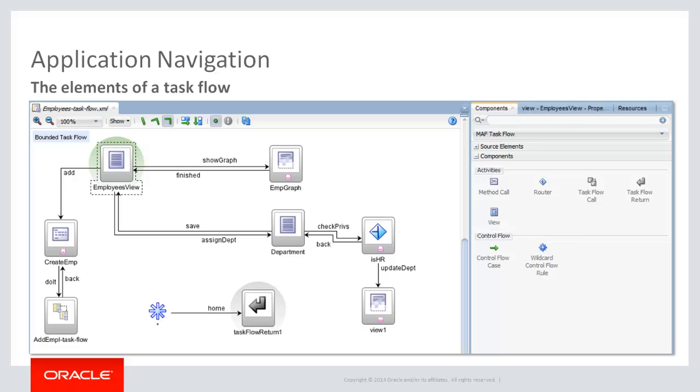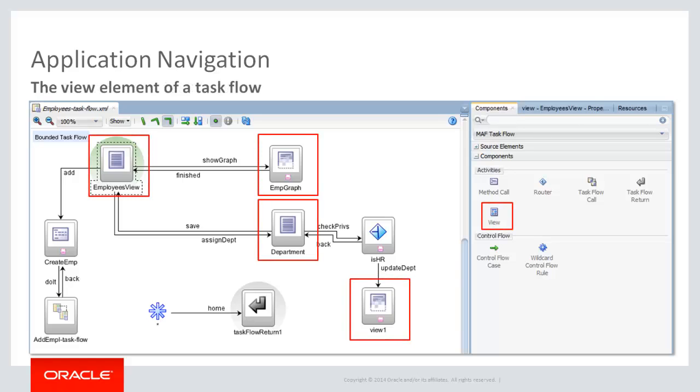So here is a task flow I created earlier, and let's take a look at each of these elements. Firstly, we have a view element, and a view element represents a page. So here I can see this particular task flow shows 4 different views or pages. I can create this by either dragging a view from the component palette on the right, or if you've developed the page already, you can directly drag that from the application navigator.